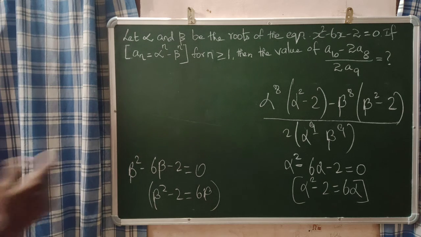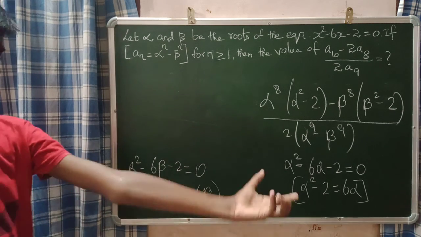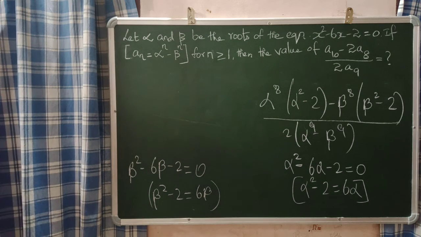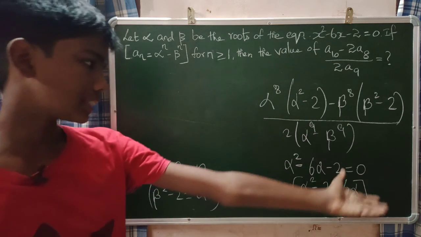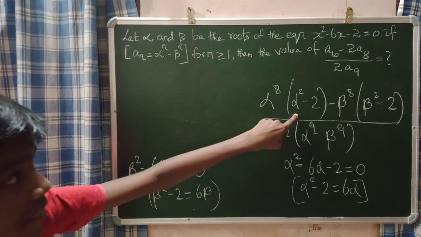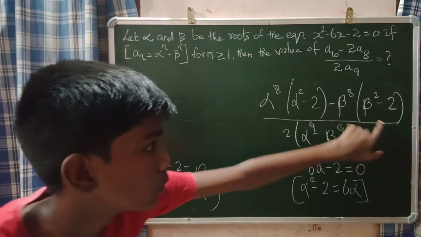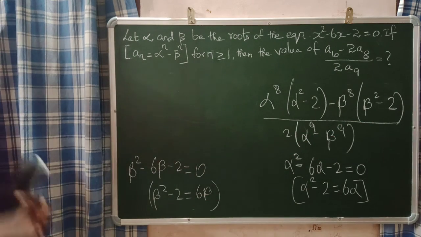Now guys, why do I need to find the beta square minus 2 and alpha square minus 2 values? Why do I need alpha square minus 2 as 6 alpha, and beta square minus 2 as 6 beta? Because in this expression, I have alpha square minus 2, that is nothing but 6 alpha, and beta square minus 2, that is nothing but 6 beta. So I can put those values.